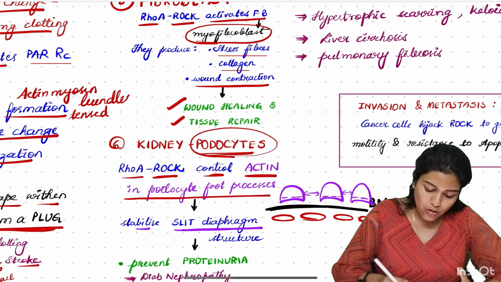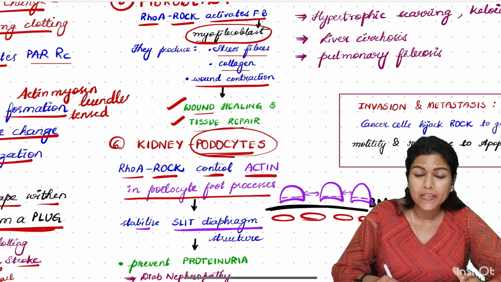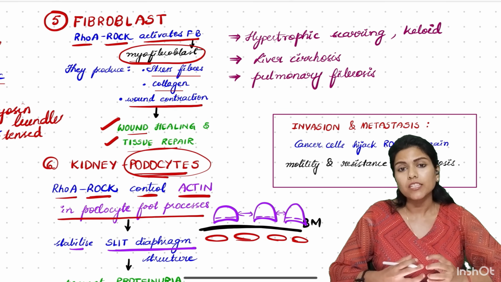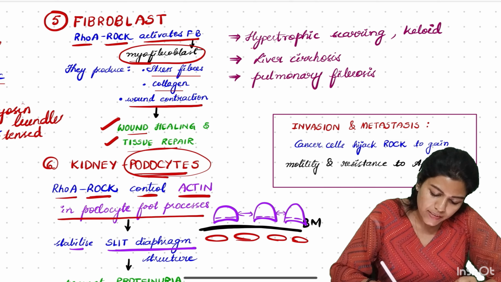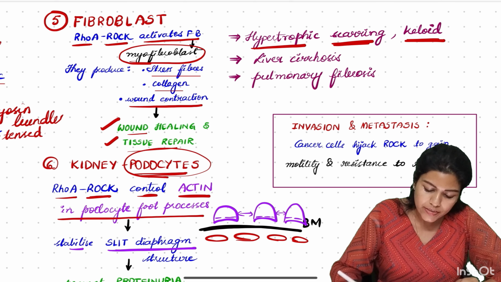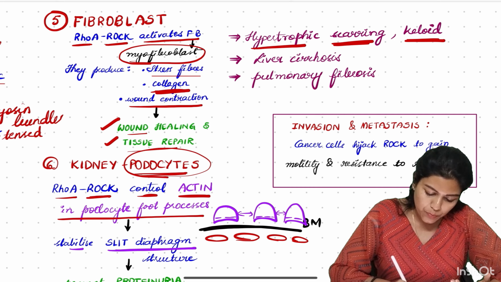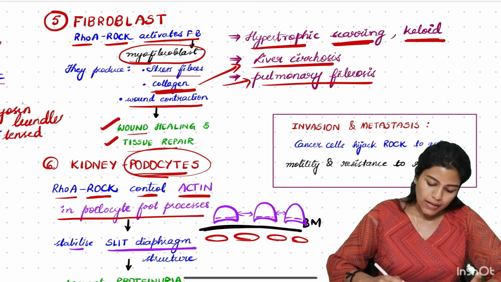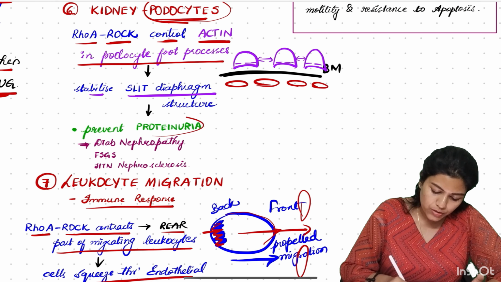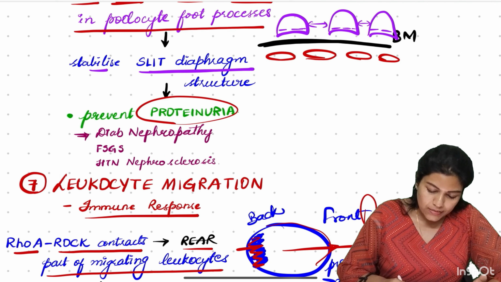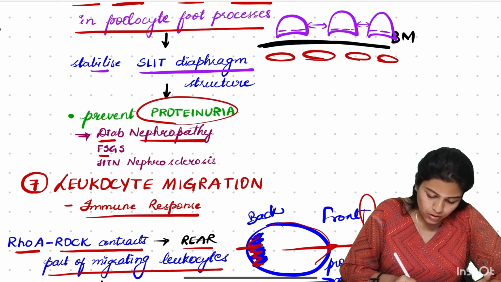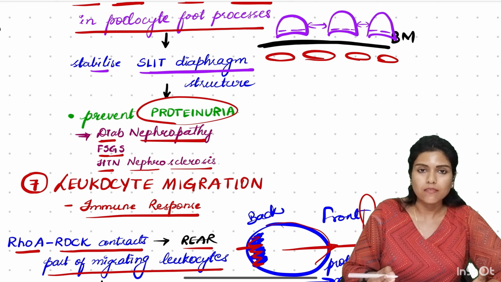In the fibroblast, normally it helps in wound healing and tissue repair. If it is overly done, because of the myofibroblast overly working, it will overly contract. It will result in hypertrophic scarring and keloid. Excess collagen deposition will result in liver cirrhosis and pulmonary fibrosis. In kidney podocytes, it will prevent proteinuria, but when it's defective, it will result in diabetic nephropathy, focal segmental glomerulosclerosis, and hypertensive nephrosclerosis.